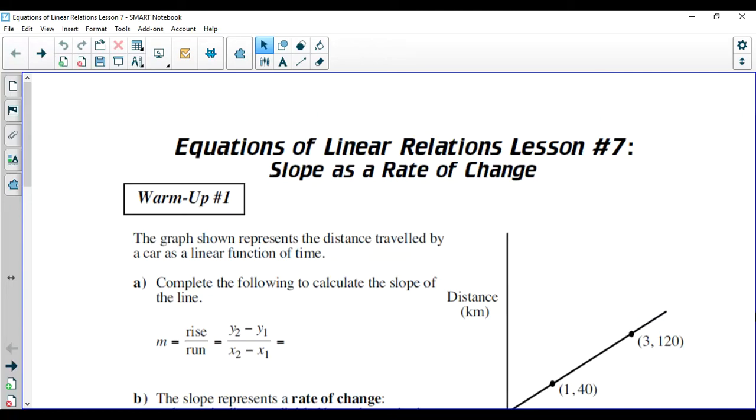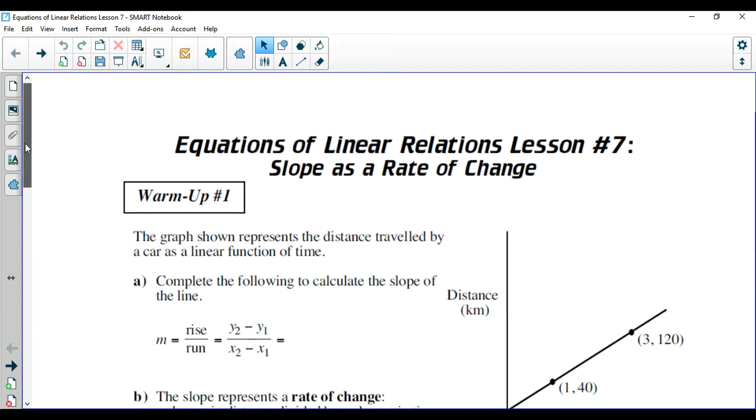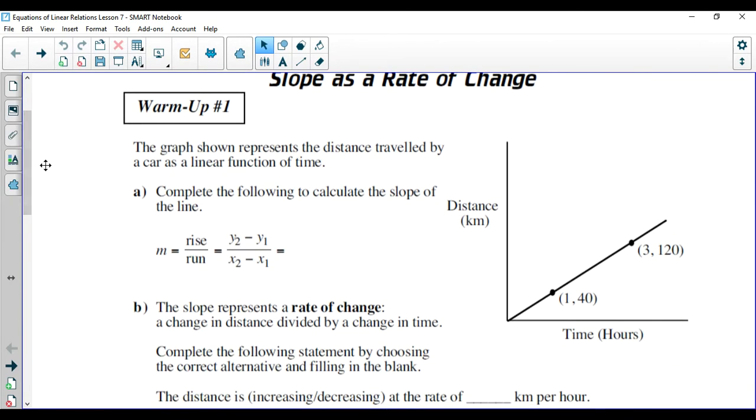Hello again, Math 10Cs. In today's lesson, we're going to wrap up the unit of study on equations of linear relations. And we're going to do that by looking at slope as a rate of change. So we're going to look at some word type problems. All the different warm-ups are going to deal with a word problem type scenario.